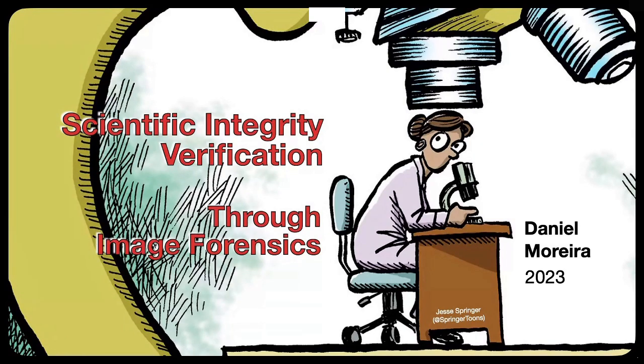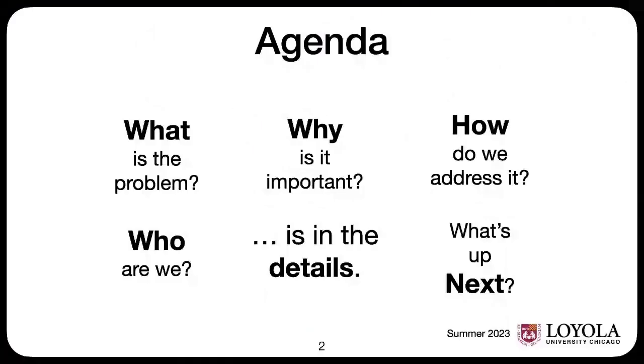And here's the agenda for what I have for today. So we'll go through what is the problem we want to address, and why we care about this problem. Then I'll say how we address this problem and who we are when we say we are working on this, and give some details on our solution, and then what we envision as next steps or future work.